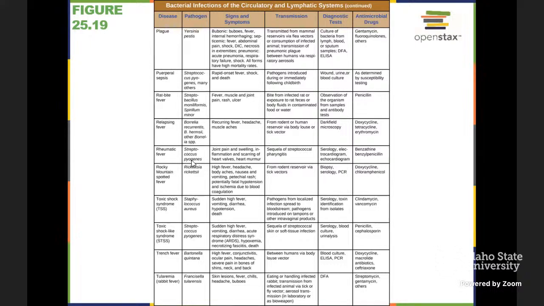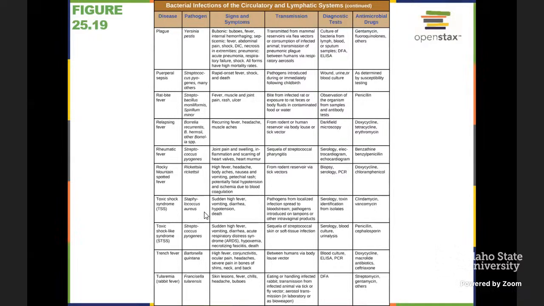Rheumatic fever is another pyogenes, and this is, we talked about before, those immune complexes that have been generated that link up in different areas of the body, joints, heart valves, wherever, and then complement tries to do its job. I'm going to skip spotted fever. Toxic shock syndrome.